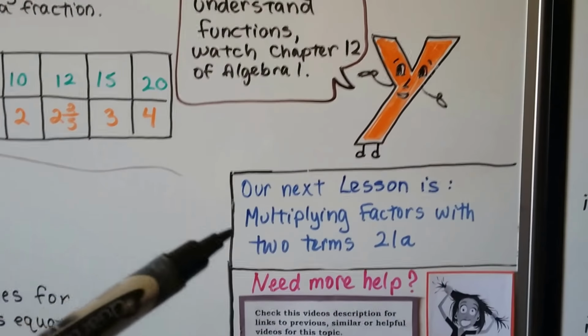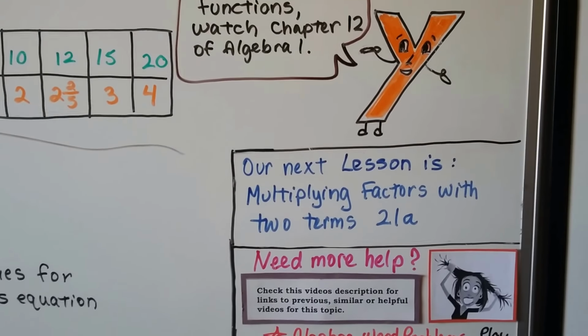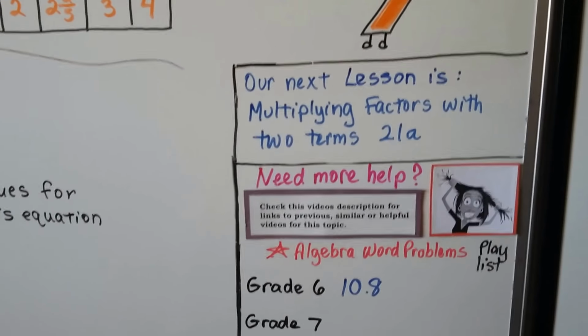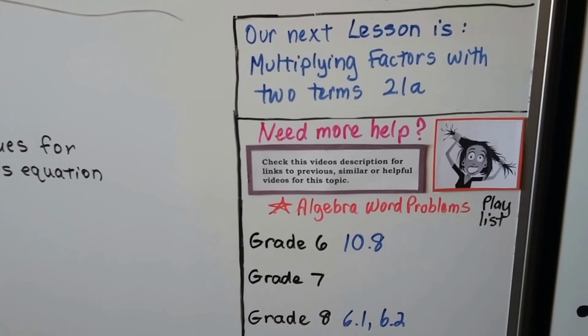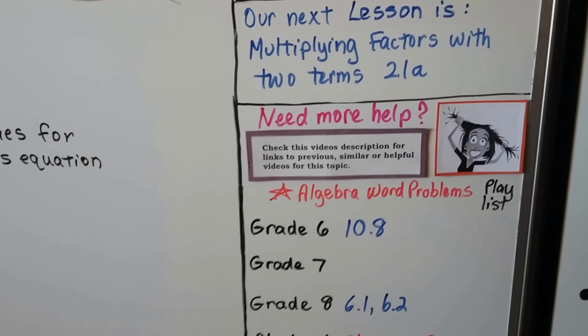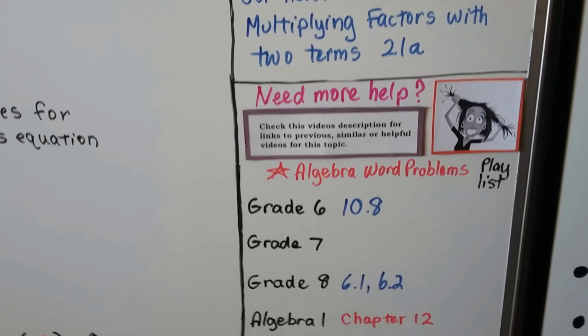The next one we're going to be doing is multiplying factors with 2 terms. That's lesson 21A. So we're going to a complete different lesson, and they expect you to be finished learning about functions, which I think is a little silly.